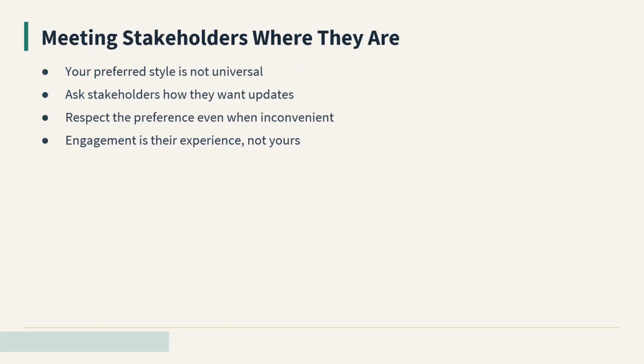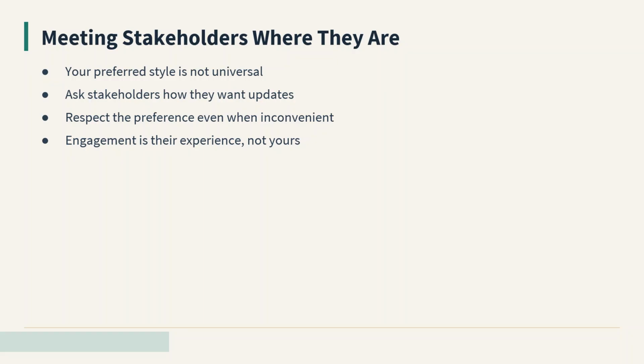A common failure mode is assuming your preferred communication style is universal. You may love written reports. Your sponsor may never read them and would absorb the same information in 5 minutes of hallway conversation. You may prefer formal meetings. Your technical lead may get more from an asynchronous comment on a document.